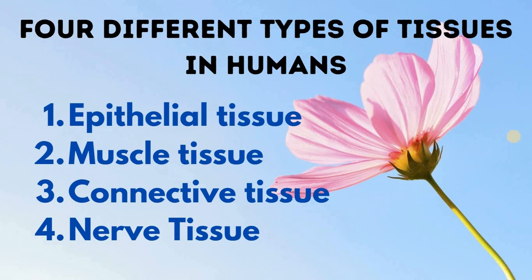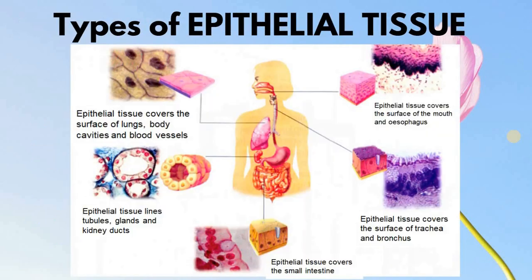So there are 4 different types of tissue in human that you should know. The first is epithelial tissue. Second is muscle tissue. The third is connective tissue. And number 4 is nerve tissue. Next, we go one by one.